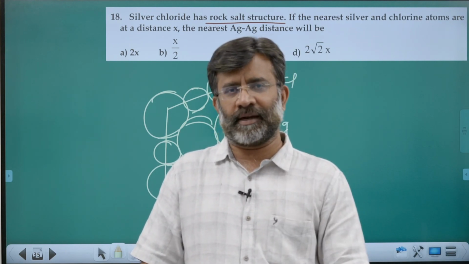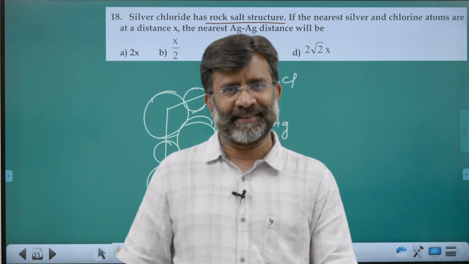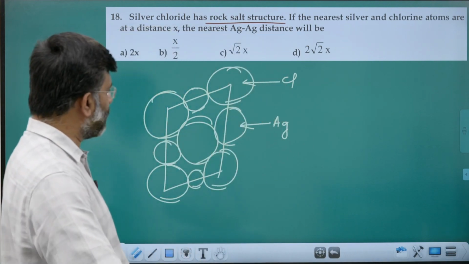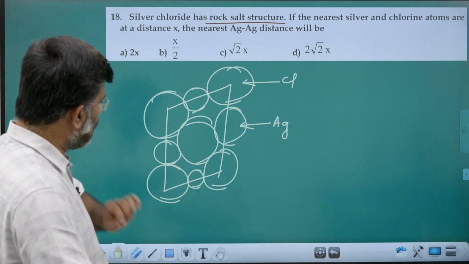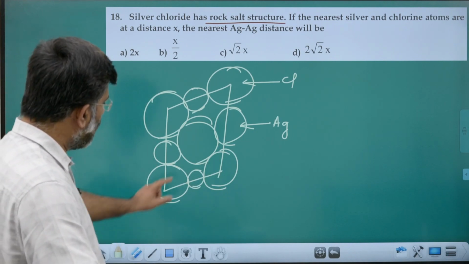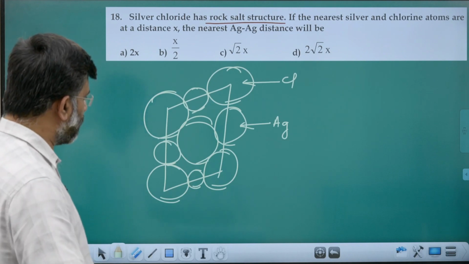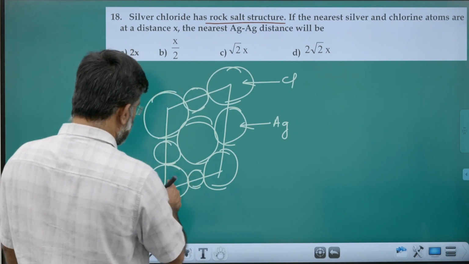Where is the octahedral void? Edge centers. So like that, AgCl is coming. At a corner there will be chlorine, and at the octahedral void, meaning edge centers, there is Ag. So this is Ag, this is chlorine.